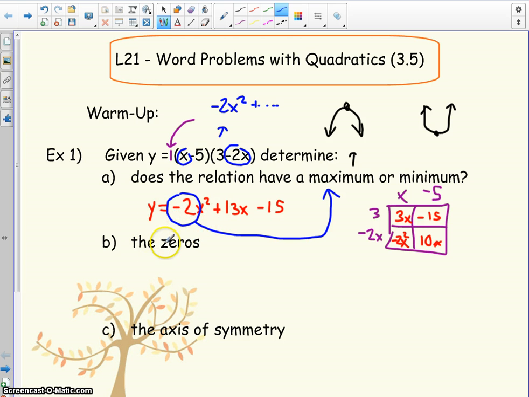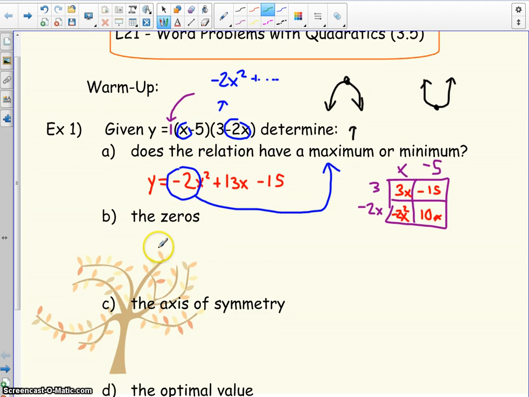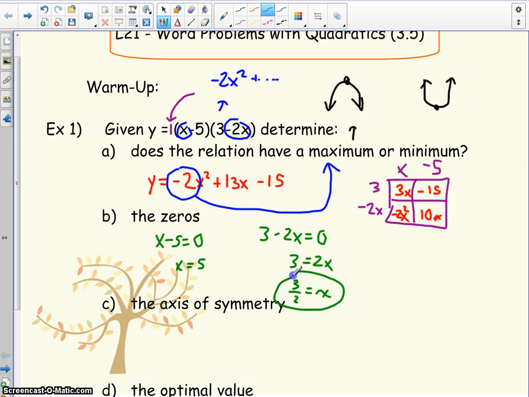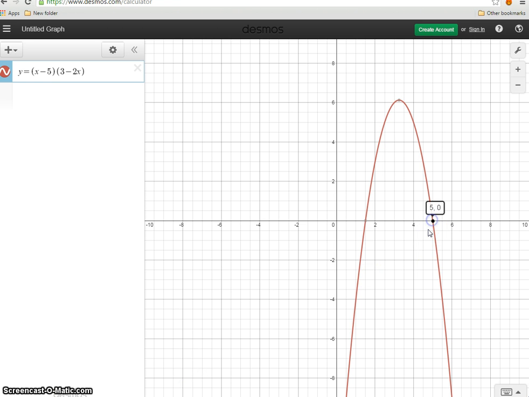Okay, with that in mind, let's take a look at our zeros. So remember, to get our zeros, we take each of our factors, set them equal to 0, and solve for x. So our first factor is x minus 5. Set that equal to 0 and solve for x. Our second factor is 3 minus 2x. Same deal, set equal to 0, solve for x. So in that case, we get x equals 5. And from here, after some algebra, we get x equals 3 over 2. Okay, so those would be my two zeros, or my two x-intercepts. And I'll be able to see those if I look at my graph over here. So x equals 5, and x equals 3 over 2, or 1.5.